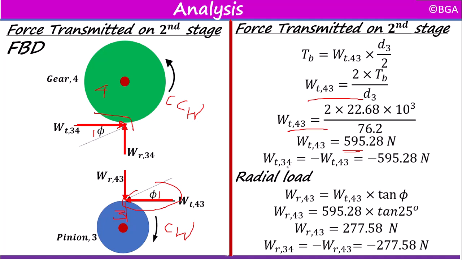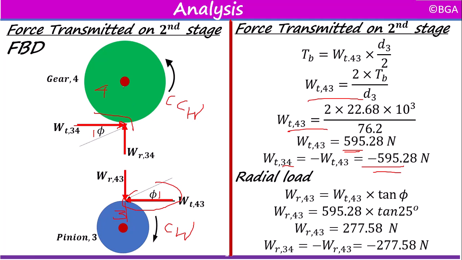Or if you want to find out the force that gear 3 applies on gear 4, it's simply the negative of the force that's applied by gear 4 on gear 3. So you get the same answer, which is negative 595.28.